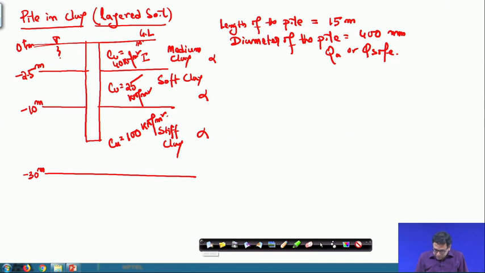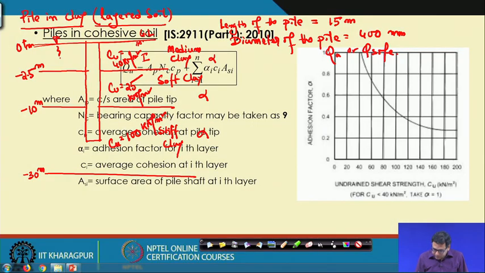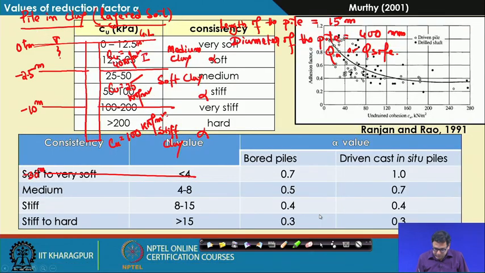Now, if I go to the chart, okay. So, for the first layer, Cu value is 40 kilonewton per meter square. So, it is in the range 25 to 50. So, it is medium. So, for the medium clay, for the driven pile, this alpha value is 0.7.